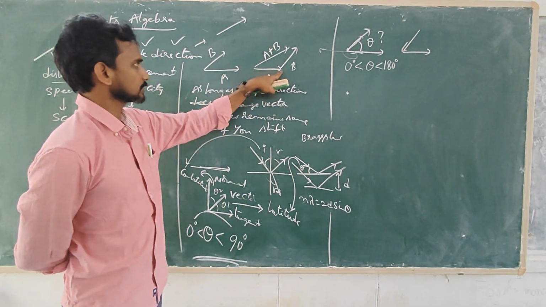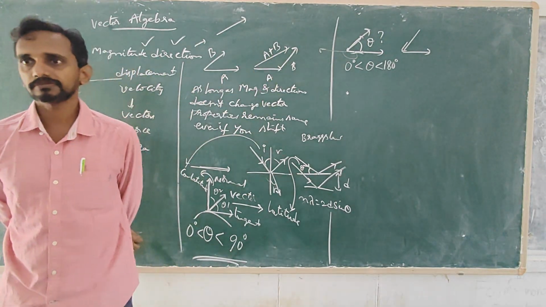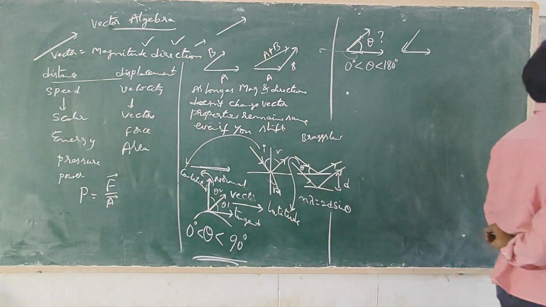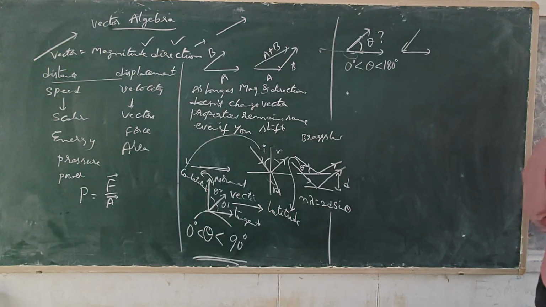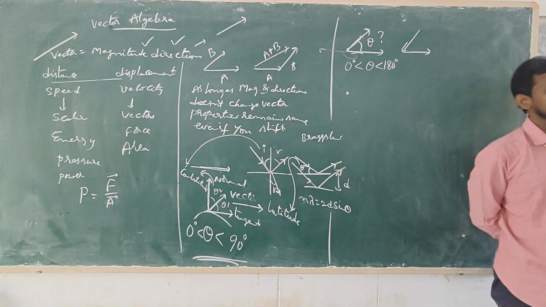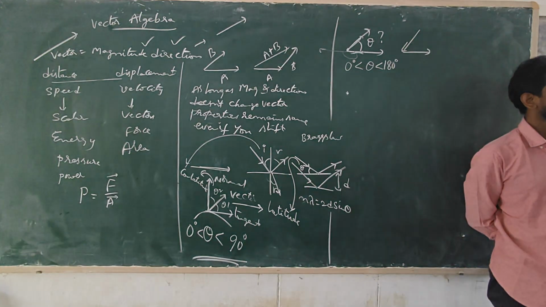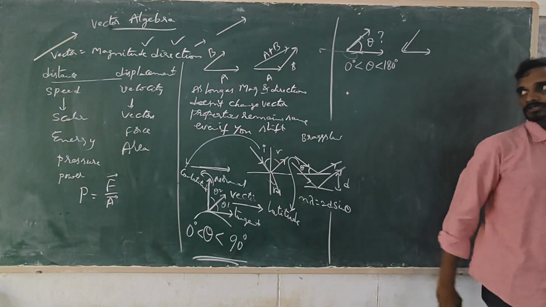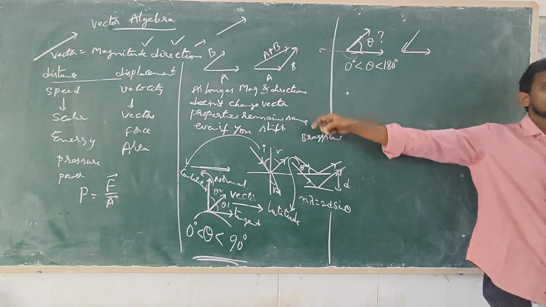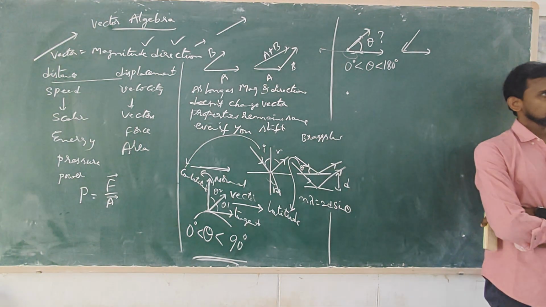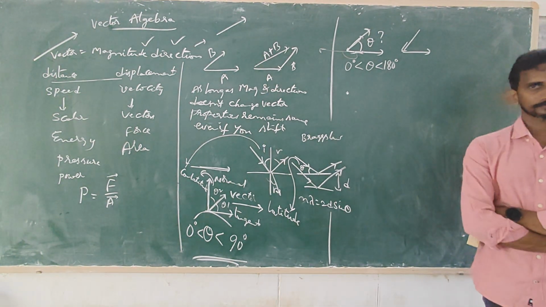One is a converging vector, another is a diverging vector. What is the angle between them? Where should the angle be measured? You have to use this rule: as long as you keep the magnitude and direction constant, you can shift the vector anywhere.